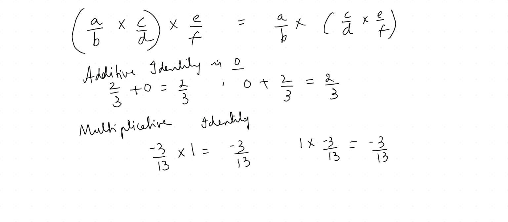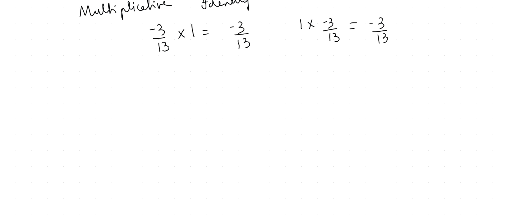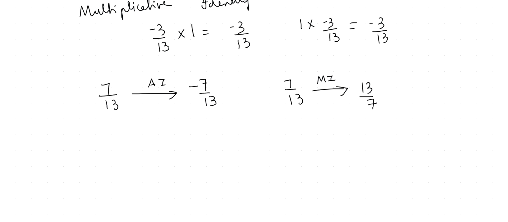Now, with this in mind, we need to understand the concept of additive inverse. If I take the number 7 over 13, its additive inverse is minus 7 over 13. See, the sign has changed. And its multiplicative inverse, meaning reciprocal, is 13 over 7. In the additive inverse, I'm not swapping the numerator and denominator positions. I'm just changing the positive sign to negative.